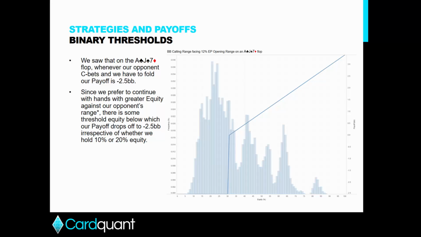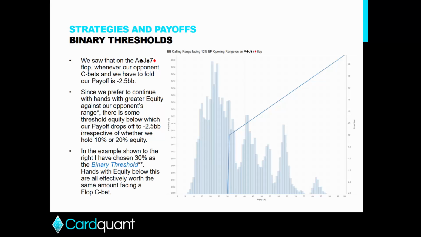Secondly, I have not solved this situation. So 30% is just an example. Do not take 30% as gospel. That's the equity you need to have to continue on this board. It's just an example; it's going to be in the region of that, bluntly, because the range advantage is so strong for your opponent. So nothing special about 30%. It's just the spot that I've chosen for this example.